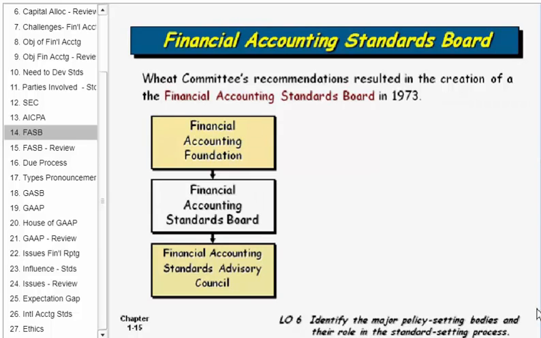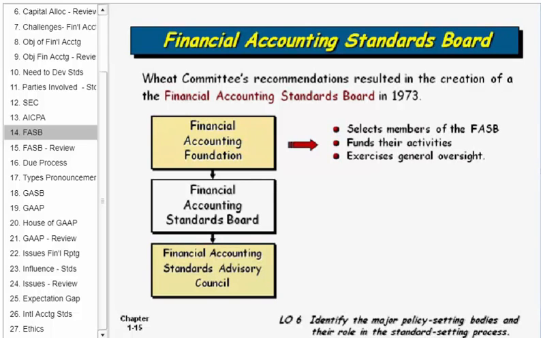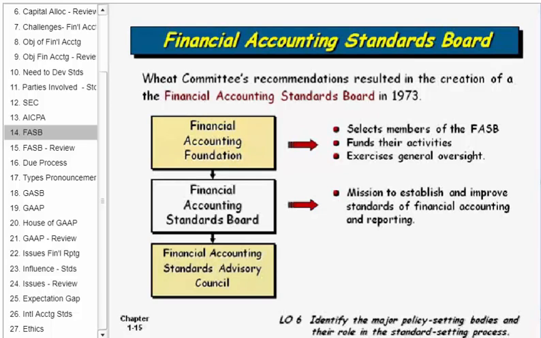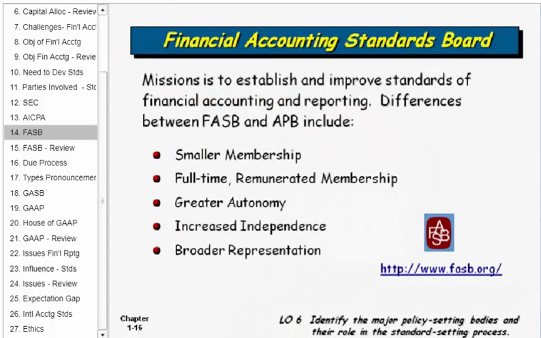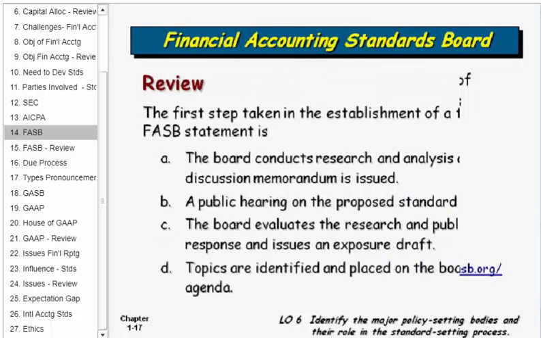Let's see, we have the Financial Accounting Foundation, which created the FASB, and there's also a Financial Accounting Standards Advisory Council. So there's some details involved with the FASB. The Financial Accounting Foundation selects the members of the FASB, and it exercises general oversight. It funds their activities. The FASB's mission is to establish improved standards of financial accounting and reporting, and the Advisory Council gets in consultations on major policy issues. All right, so the mission was to establish and improve standards of financial accounting and reporting, but there were some differences between the FASB and the APB, involving smaller membership, full-time paid membership, greater autonomy, increased independence, and broader representation. And if you want more on it, you can go visit the FASB at www.fasb.org.